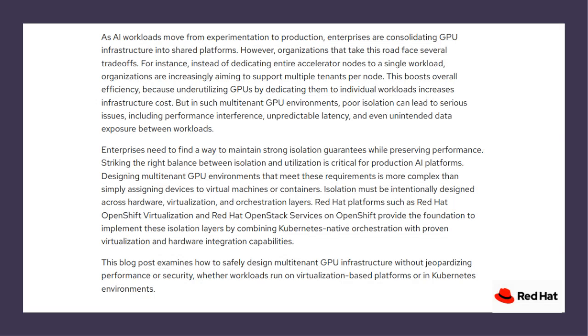As AI workloads move from experimentation into production, enterprises increasingly consolidate GPU resources into shared environments. While this improves utilization and reduces costs, it can also create interference between workloads. Organizations therefore need infrastructure that provides both strong isolation and efficient resource sharing. Red Hat examines how virtualization and Kubernetes technologies can work together to achieve this balance.